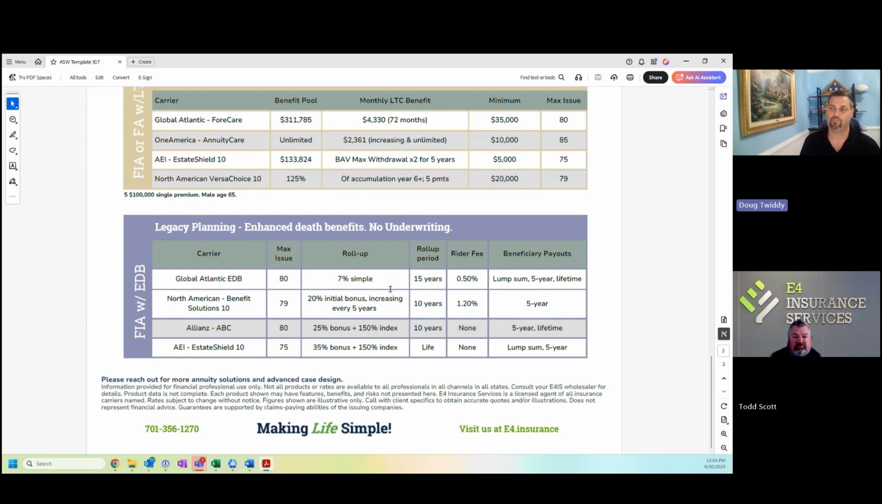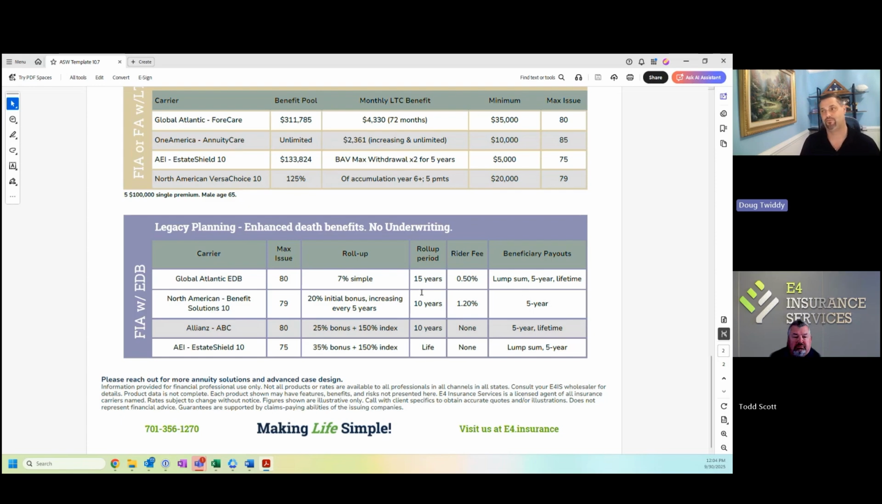Now, it's important to pay attention, right? Sometimes they do have a rider fee. Again, if you're passing the money on, that may not matter. And then more importantly, some products will allow a lump sum payout. Others will require the benefit to be taken over 5 years or more in order to get that enhanced value. But we'll have a conversation about those and the options available if the need shows up with a client.